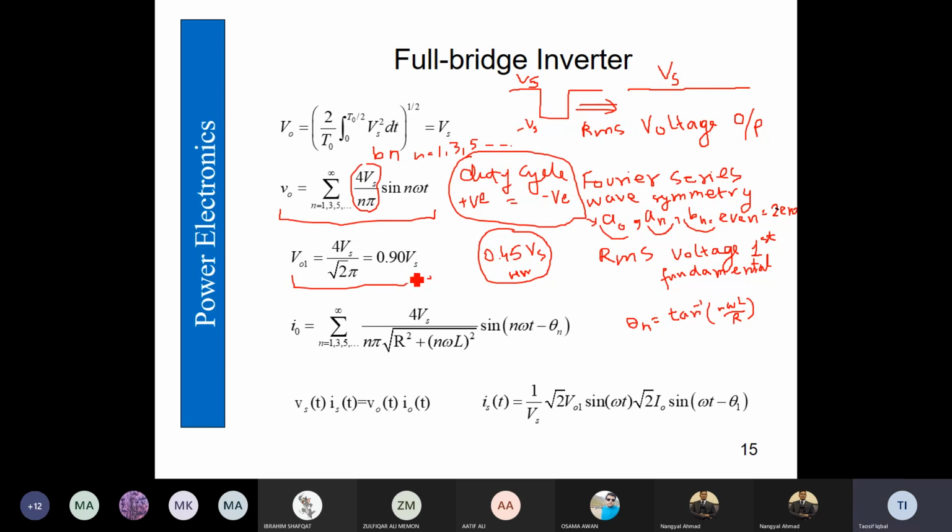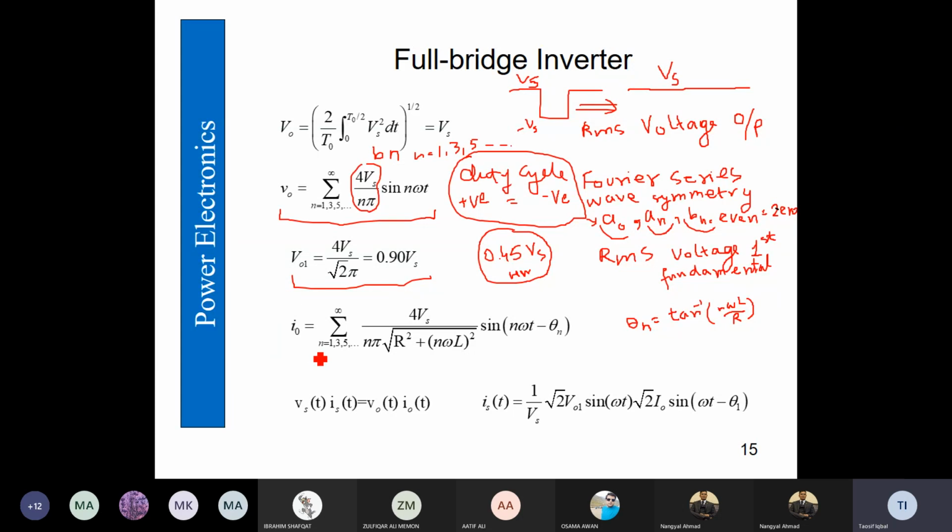And the resultant is 90% of the Vs, 90% of DC supply is equal to the first fundamental, whereas in case of half bridge, we had 45% of the Vs. So this is the RMS voltage of the first fundamental component.